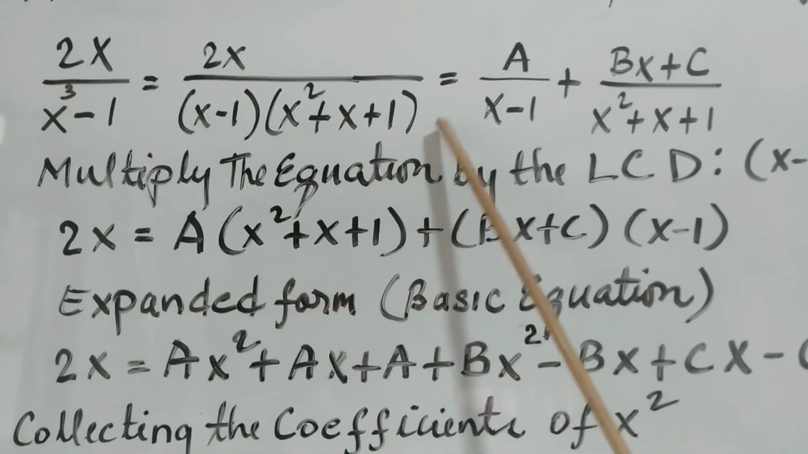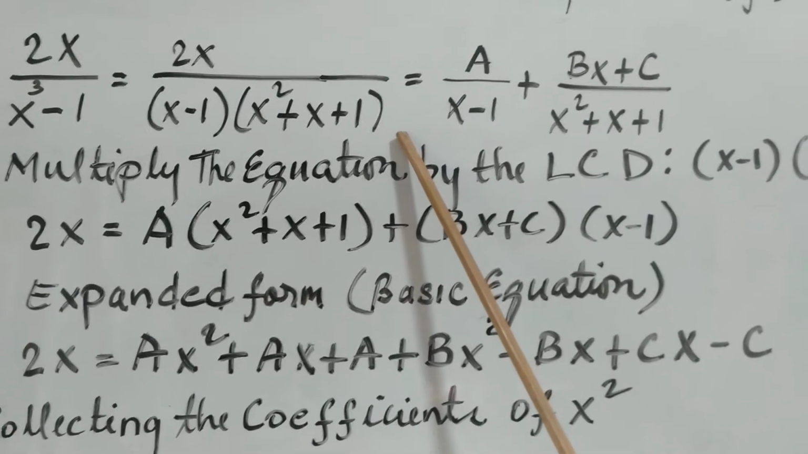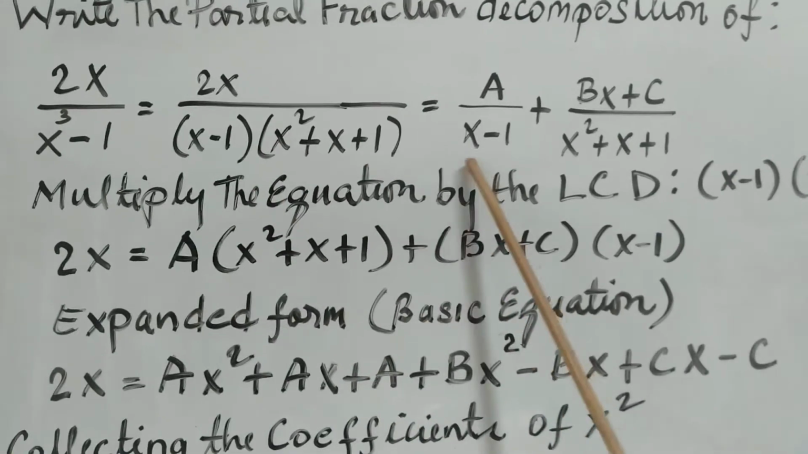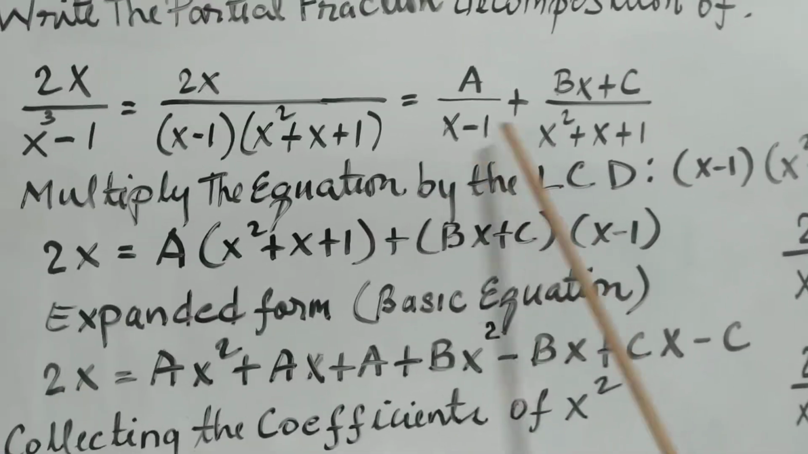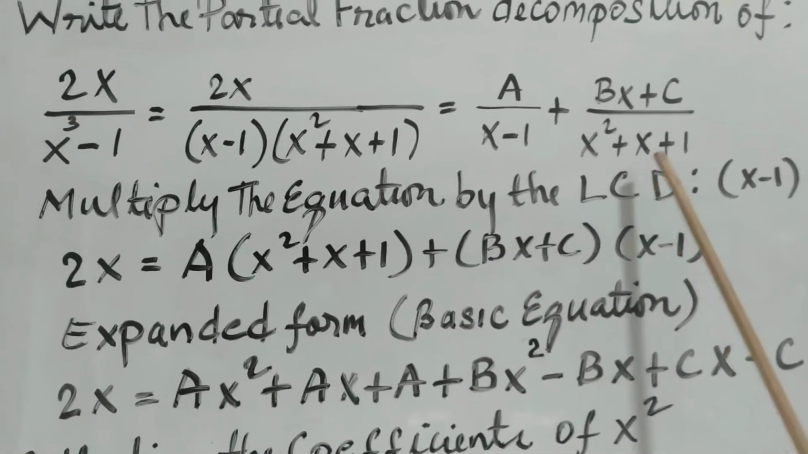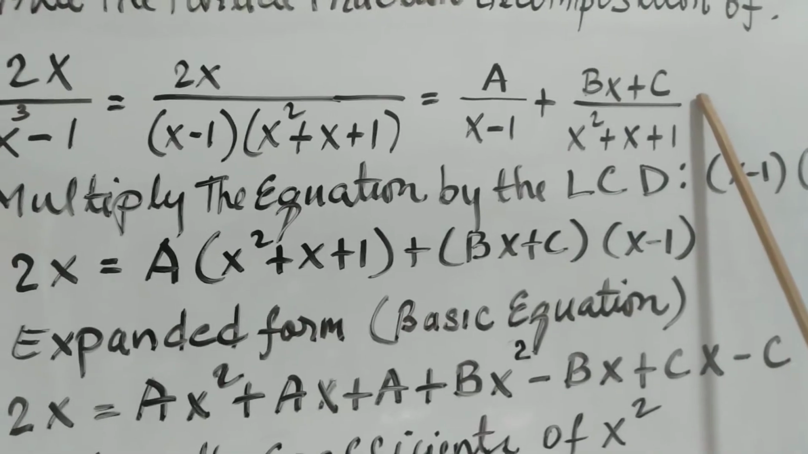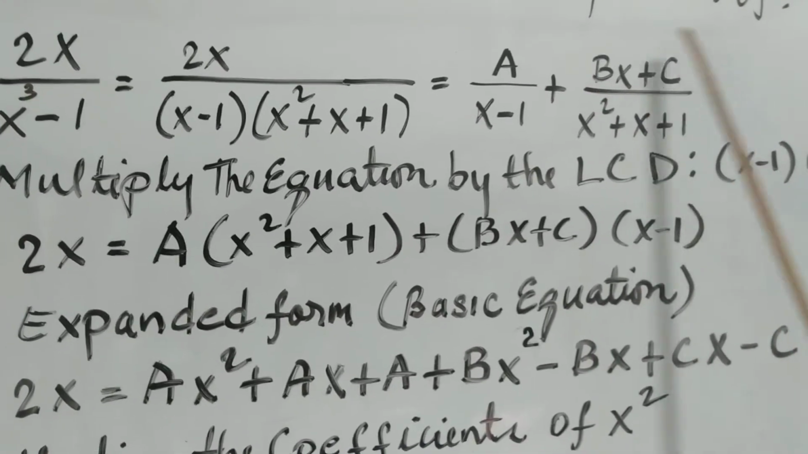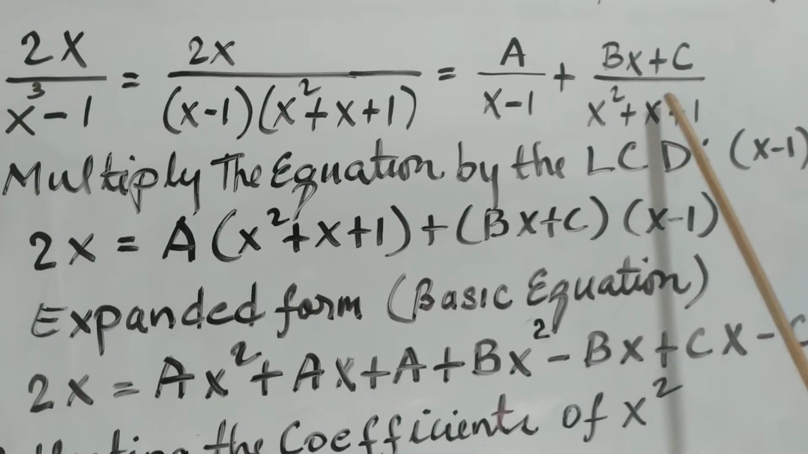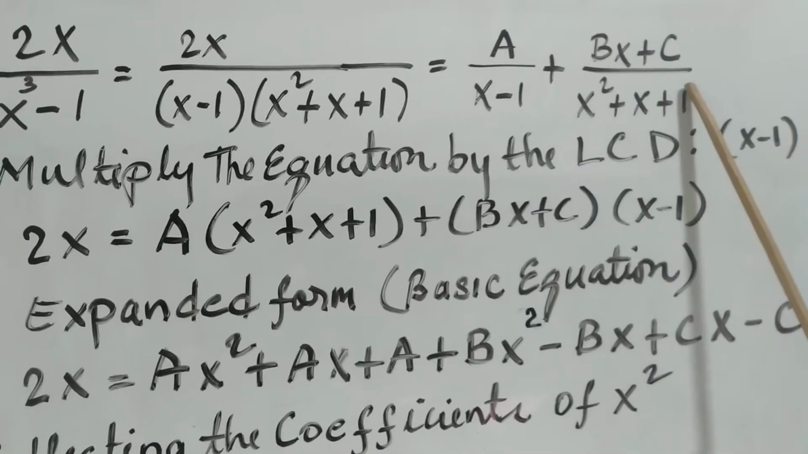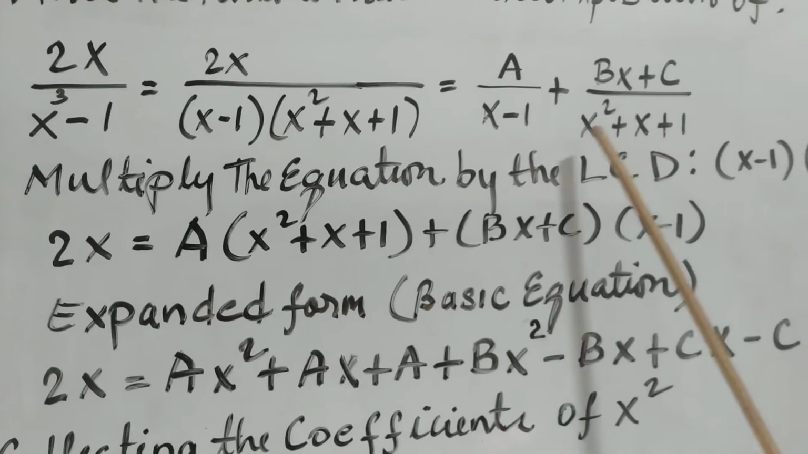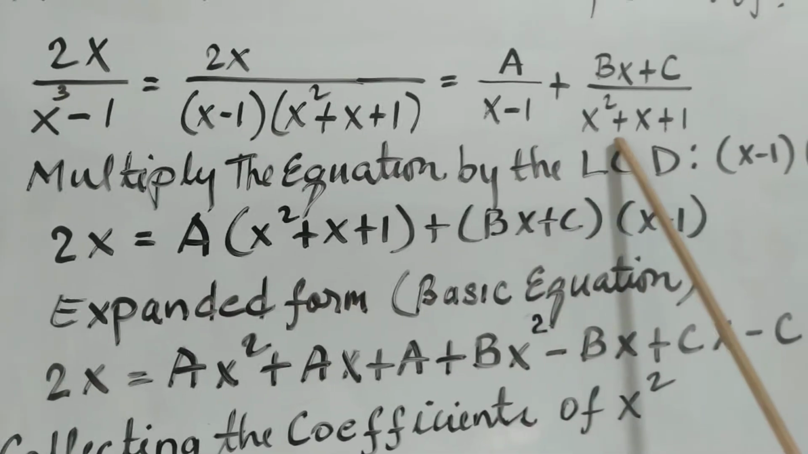So to solve for the partial fractions, the first term will be A over this linear factor here, x minus 1, plus the denominator here, x squared plus x plus 1, with the numerator of linear form, Bx plus C. Now, after having this, we're going to multiply the whole equation by the LCD, which is x minus 1 times x squared plus x plus 1.